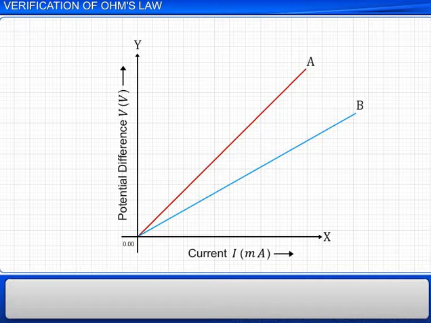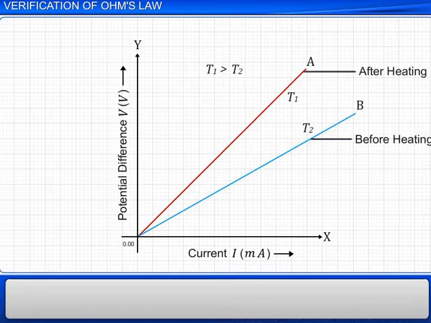Let us now consider the VI graphs of a conductor at 2 different temperatures, T1 and T2, where T1 is greater than T2. Thus, T2 is the temperature of the conductor before it is heated, and T1 after it is heated. The VI graph of the conductor after it is heated is steeper than its VI graph before heating. This is because, as the temperature rises, the resistance of the conductor increases.